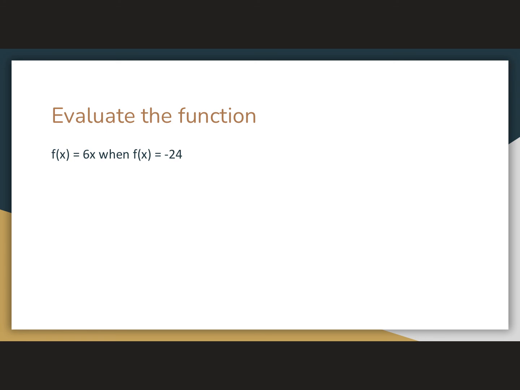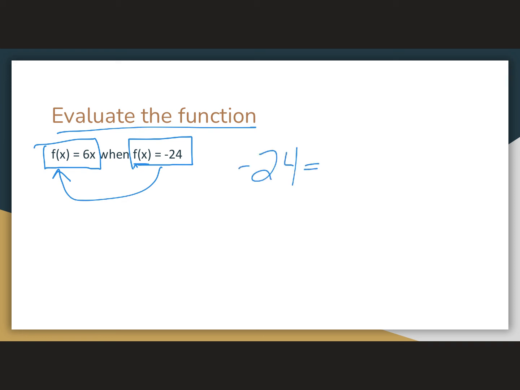So now this one is a little bit different. Now we're being asked to, again, evaluate the function, but this time, this is our function, f of x equals 6x. But instead of saying f of negative 24, they want to know what x is when f of x equals negative 24. So now, instead of replacing the x, we are going to replace the f of x. This tells us we're replacing f of x, not x. So I'm going to rewrite this as negative 24 equals 6x.